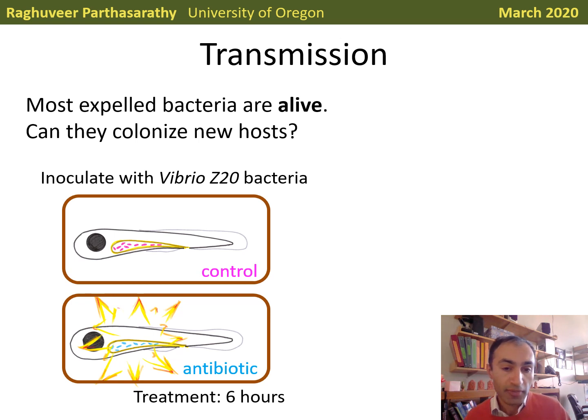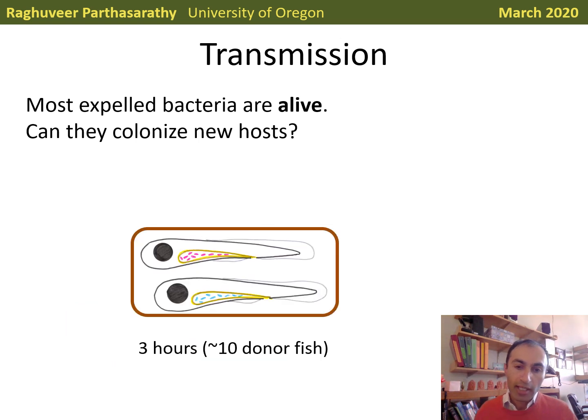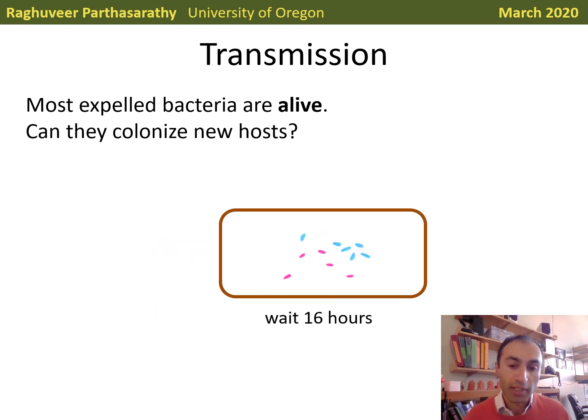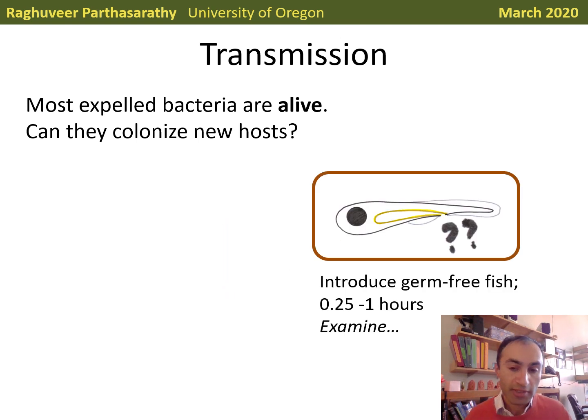To assess this, we've done experiments in which we inoculate fish with either pink or blue Vibrio Z20 bacteria, as illustrated here, and we expose one flask of these, let's say the blue bacteria fish, to antibiotics for some amount of time. Then we put these together into a new flask for some period of time, during which we might have expulsion of bacteria from these hosts. Then we bring into this flask new germ-free fish. The question is, what colonizes these new fish? The pink bacteria, the untreated ones, the blue ones, the treated ones, or both?